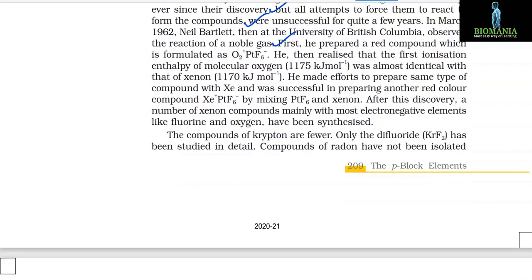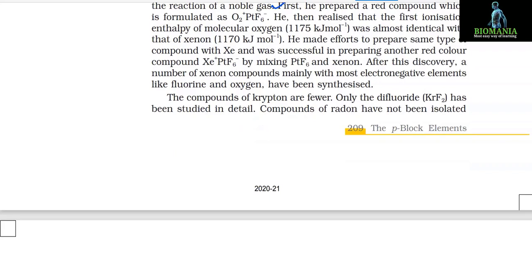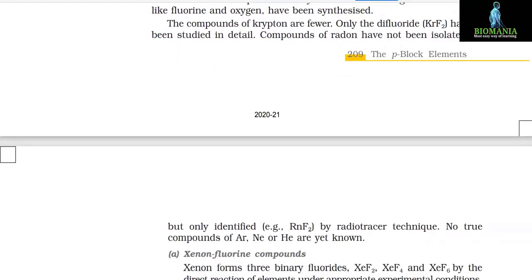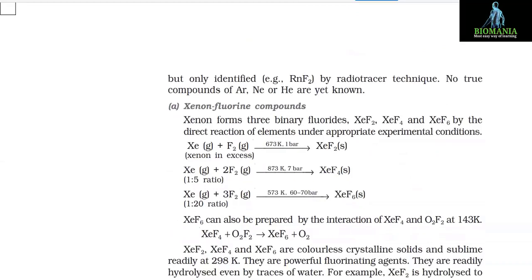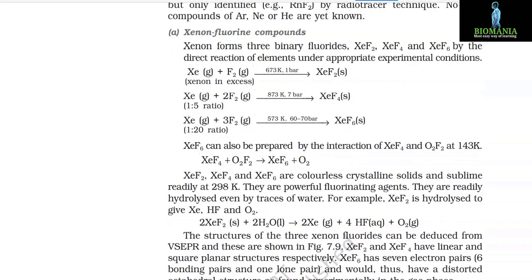After this discovery, a number of xenon compounds, mainly with most electronegative elements like fluorine and oxygen, have been synthesized. The compounds of krypton are fewer. Only the difluoride, that is KrF2, has been studied in detail. Compounds of radon have not been isolated but only identified, example RnF2, by radio tracer technique. No true compounds of argon, neon or helium are yet known.